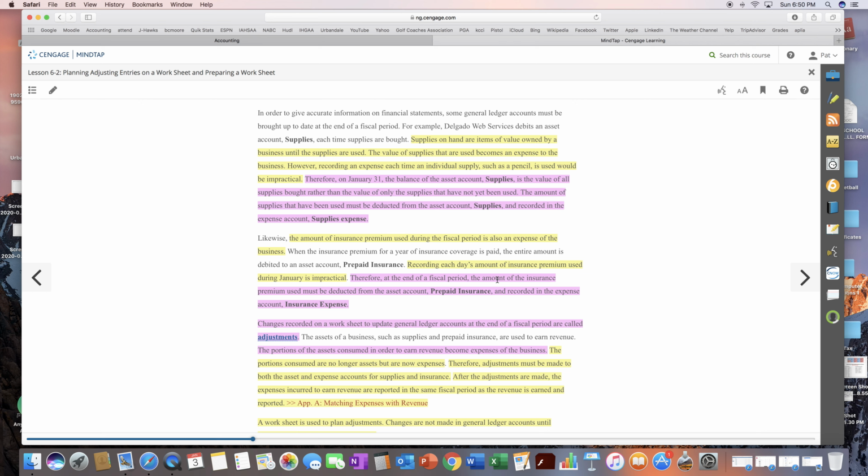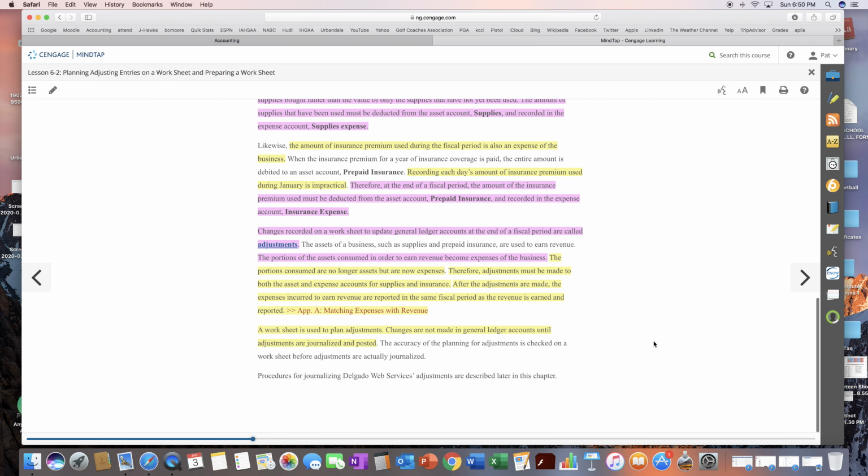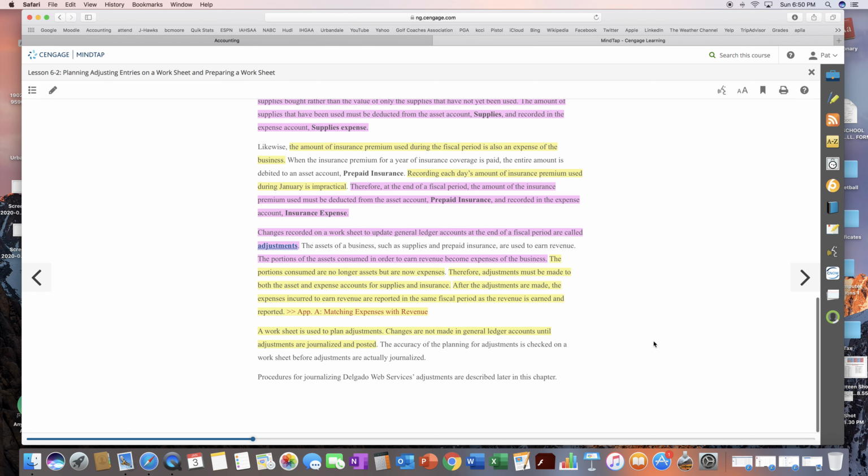These changes that we keep talking about are considered adjustments. We're making changes recorded on the worksheet to update general ledger accounts. Okay, we are matching expenses with revenue. So all the money we make, we need to match how much expenses we had in order to make that.